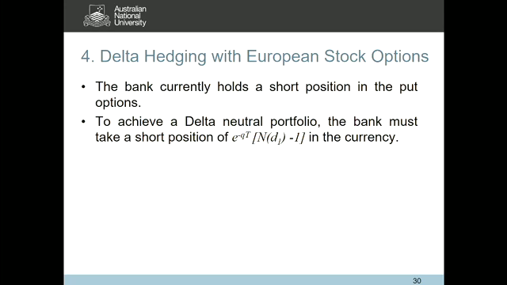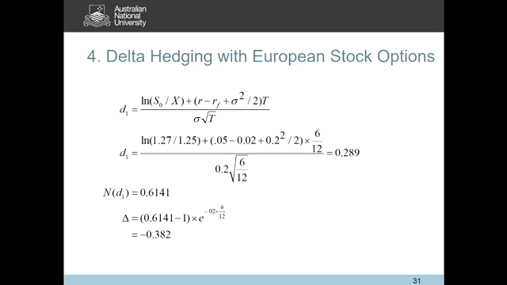We calculate ND1 and then we remove the US risk-free rate from it. So the natural log of the current spot price, 1.27, over my exercise price, 1.25. Australian risk-free is 5%, US is 2%, so that's my foreign rate. How do you know in the question which one's foreign and which one's domestic? You're told it's an Australian bank, right? It's an Australian bank dealing in US dollars. So the domestic risk-free is Australia, the foreign risk-free is the US.